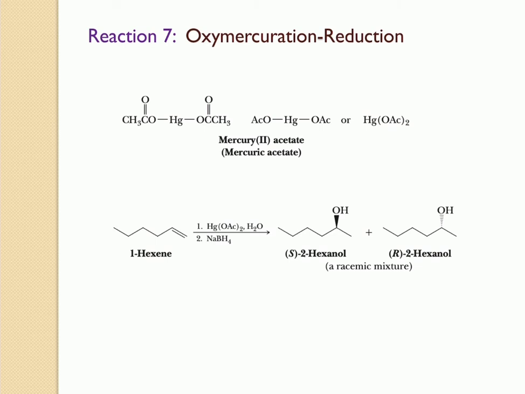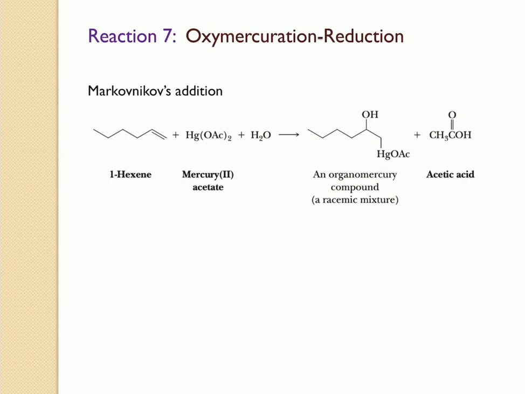When 1-hexene is reacted with mercuric diacetate in the presence of water, followed by reduction with sodium borohydride, this is sodium borohydride, it's going to give us 2 alcohols, and these 2 alcohols are going to be there as a racemic mixture. We will talk about the stereochemistry of this reaction later.